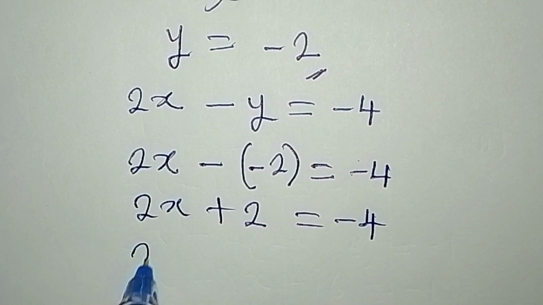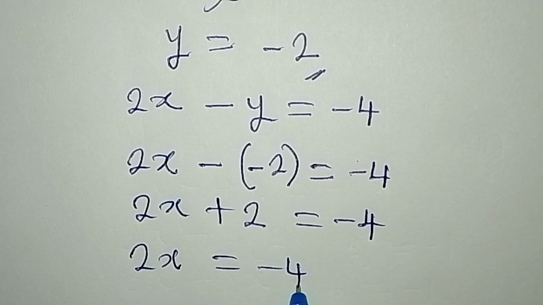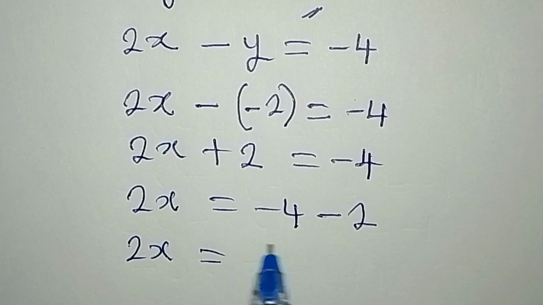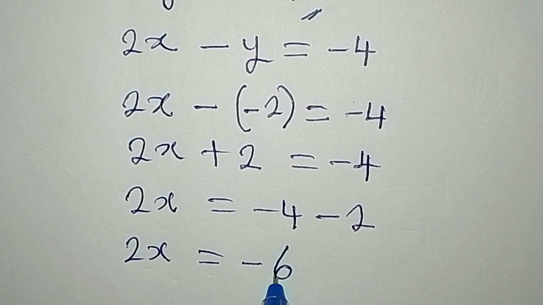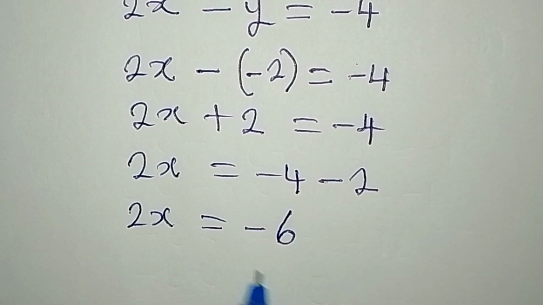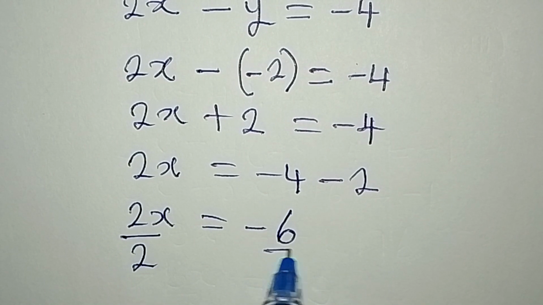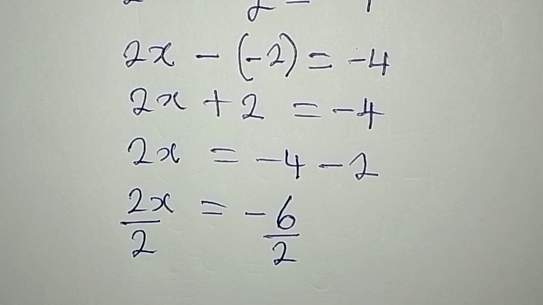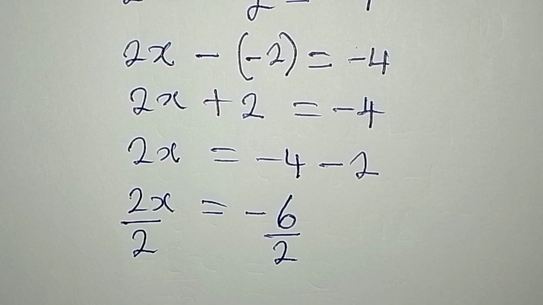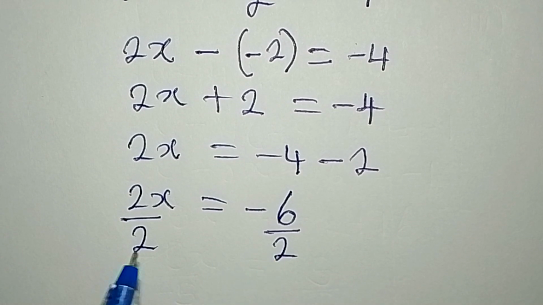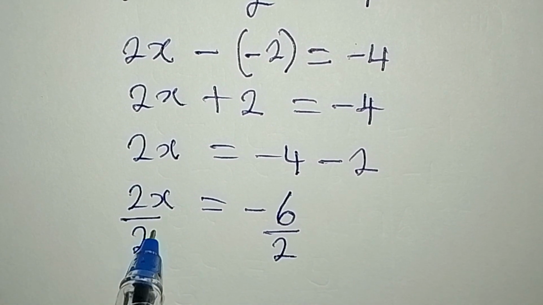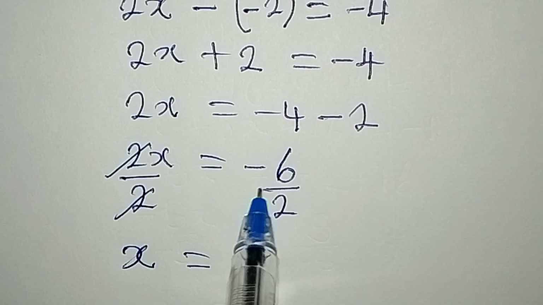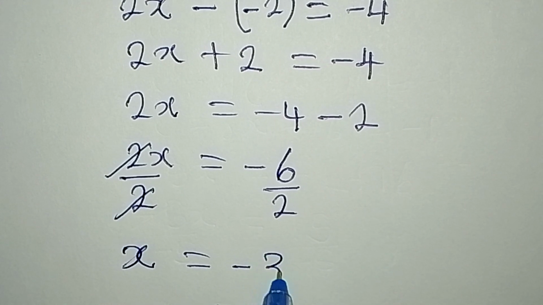Now collect like terms so that 2x will be equal to minus 4 minus 2. So 2x is now equal to minus 4 minus 2, which is minus 6. From this point, we divide by 2. You should know when to divide both sides. It's when you have two terms, one on the right and the other on the left, that you can divide both sides by the coefficient of the unknown variable, right? So in this case, it is 2. So that x will be alone, and our x is minus 6 divided by 2. That will give us minus 3.